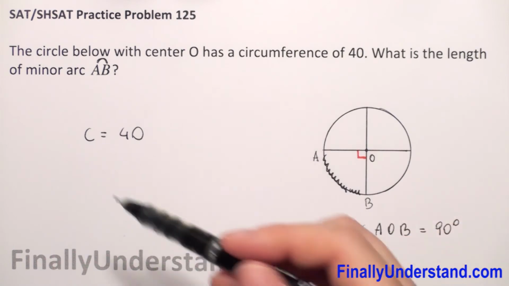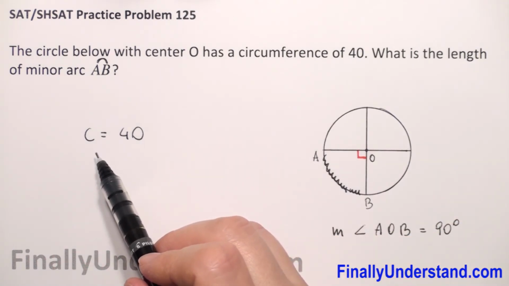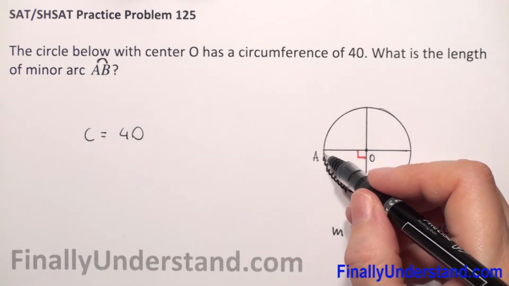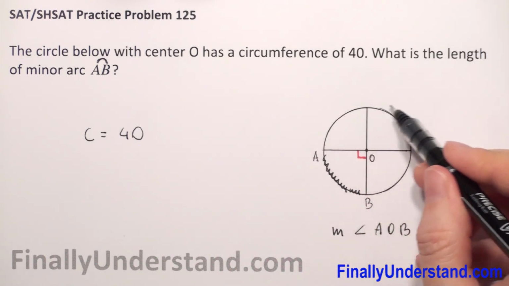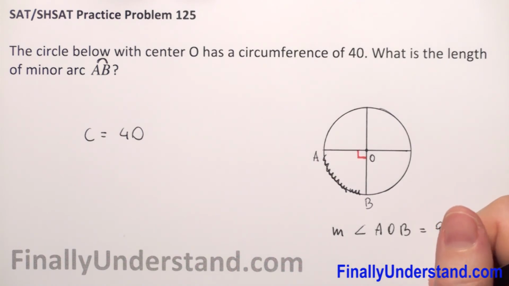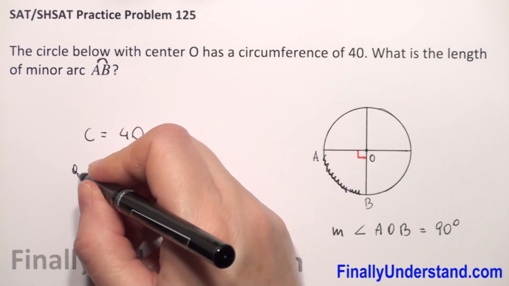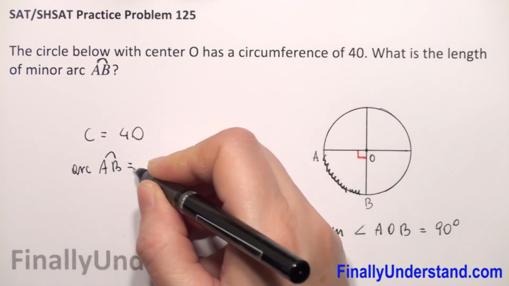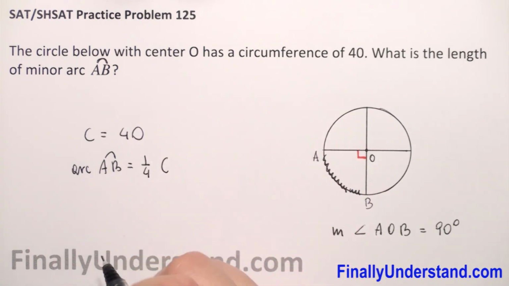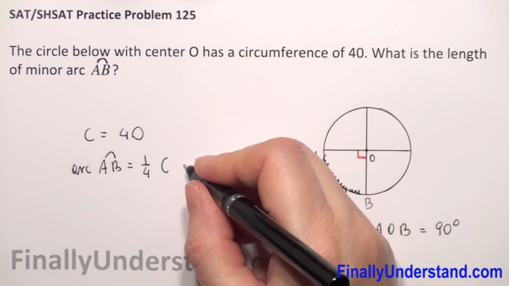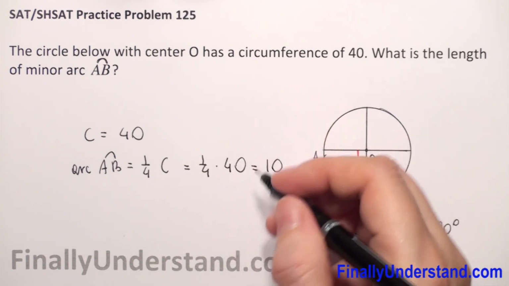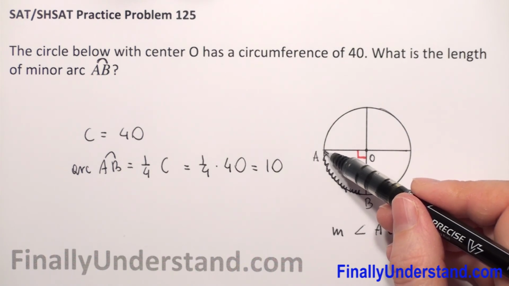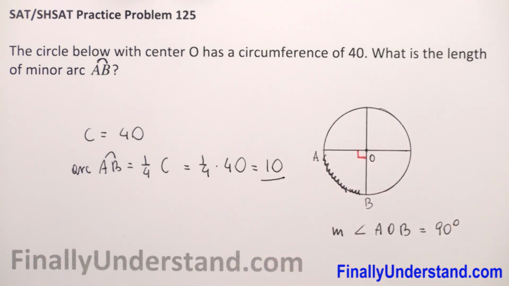So if we divide the circumference of our circle by 4, we will have the length of arc AB only, because AB is like 1/4 of the circumference of our circle. So we can write that arc AB is equal to 1/4 of the circumference of our circle. So this is equal to 1/4 times 40. So this is equal to 10. So the length of our arc AB is 10 units. This is my solution.